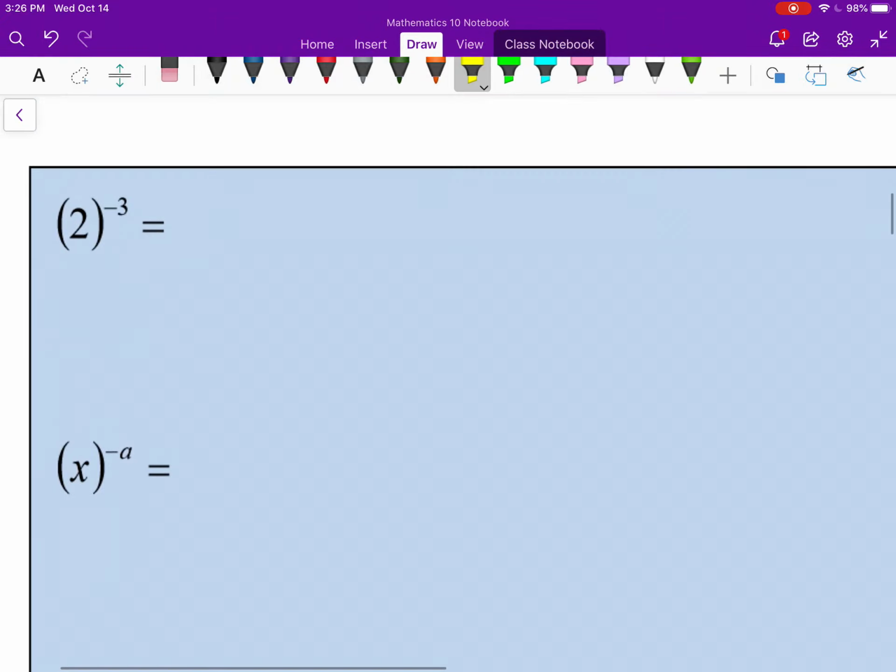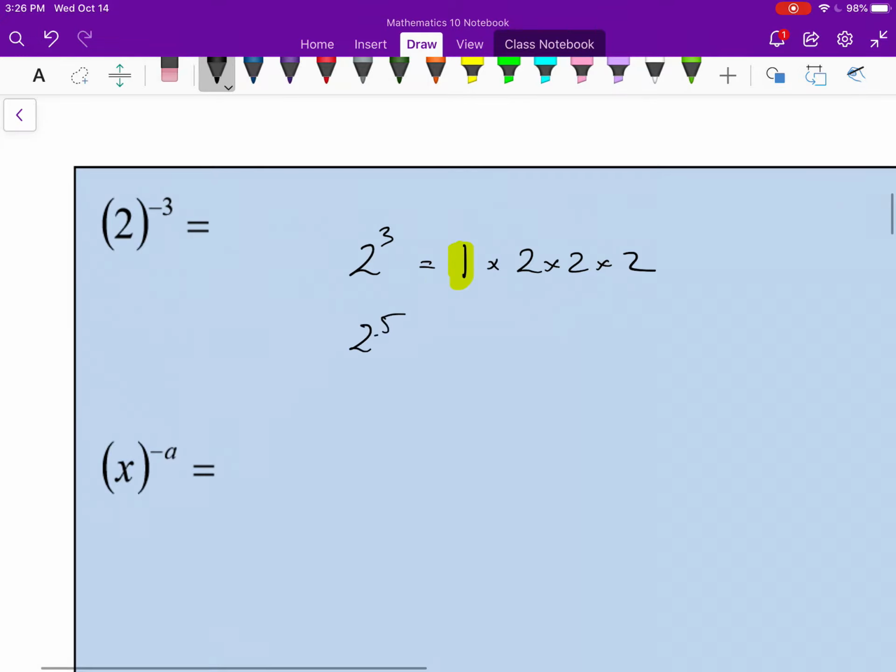But what does a negative power mean? What does 2 to the negative 3 mean? Well, 2 to the positive 3 means 2 times 2 times 2. Or another way of looking at it would be to say that 2 to the positive 3 is the same as 1 times 2 times 2 times 2. Now, we don't usually talk about the 1 in the front because we don't need it there, but it's not wrong. 2 to the positive 5 means 1 times 2 times 2 times 2 times 2 times 2.